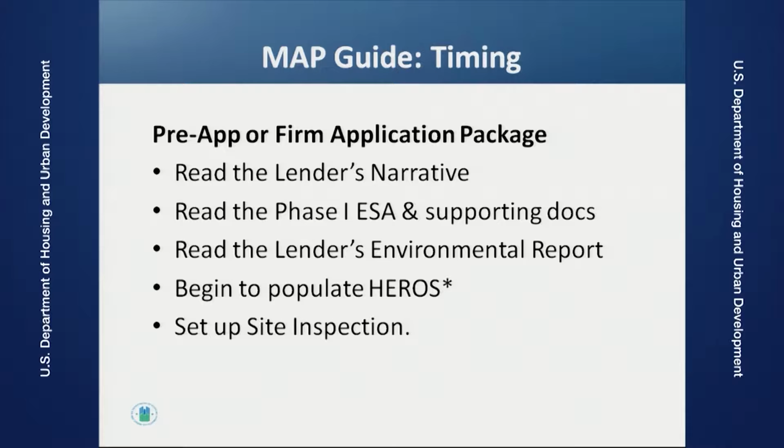One of the things that I've found is that when you're populating HEROES, it's a good idea to set up an electronic file for all of your documents. As an appraiser, I typically go to SharePoint, put in the lender's narrative, obviously the appraisal, any market studies, the Phase One. Some lenders in their submissions will break down all of the supporting documents. It's nice to be able to go to a SHPO document and actually see that it's a SHPO document and doesn't refer you back to the Phase One.